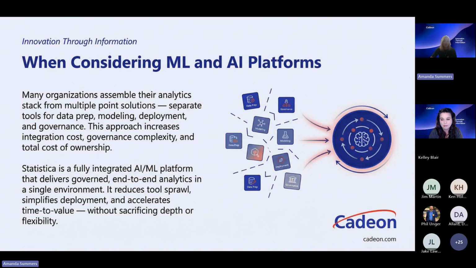The impact is that teams spend more time integrating tools than generating insights, governance becomes really inconsistent across the enterprise, and scaling is difficult in a fragmented model like that, because you're constantly trying to figure out how to get everything connected and working together. So the alternative, and what Statistica really brings, is a unified platform, which allows you to do all your data prep, modeling, deployment, governance, and visualization in one platform, which makes it a very useful tool.